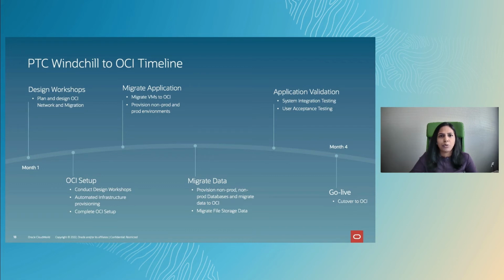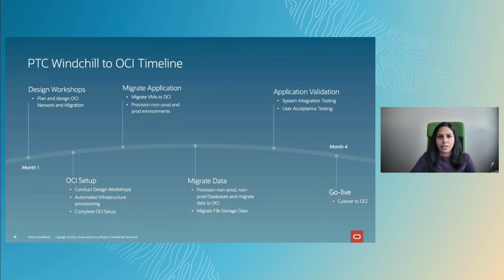The overall timeline to migrate PTC Windchill from on-prem to OCI was over 4 months. The different phases included starting off with workshops and design discussions with the customer to understand the current state and plan out the migration. The OCI setup phase is where we set up the CIS landing zone. We have automated Terraform scripts to do the provisioning of the network and configure all security.